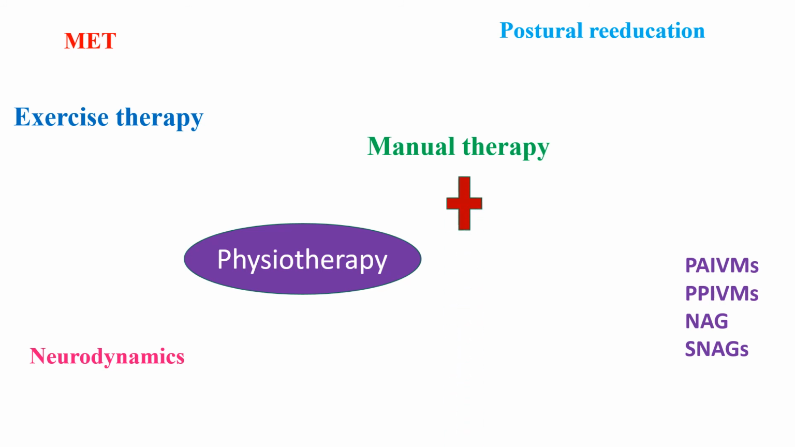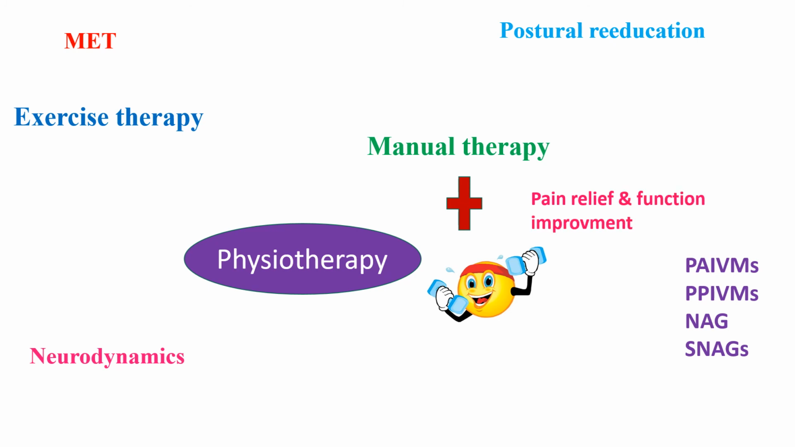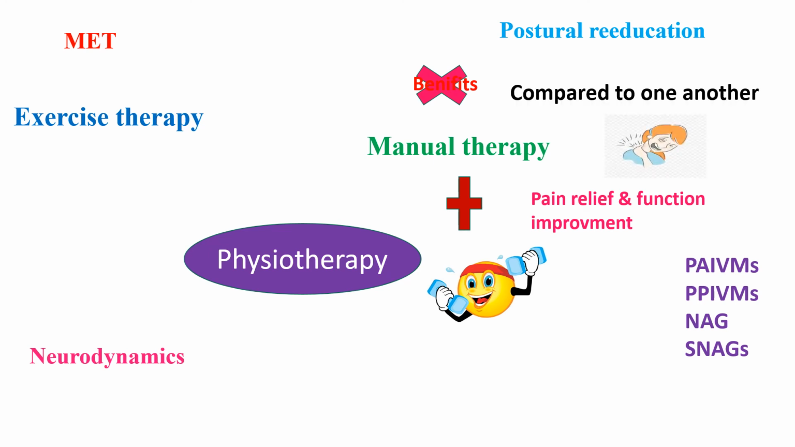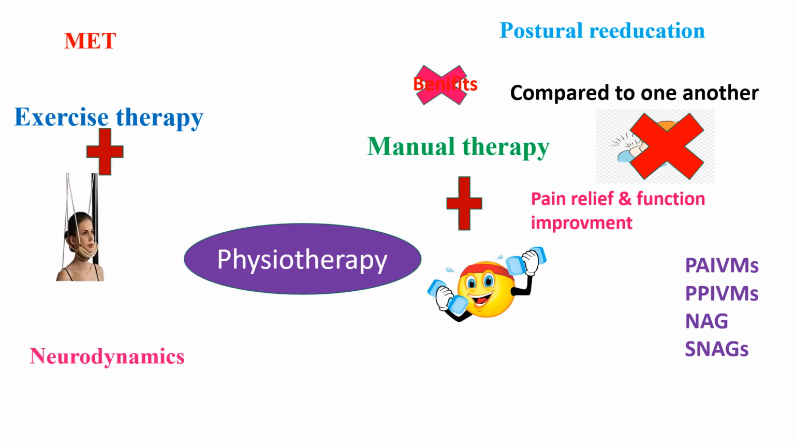When manual therapy is combined with exercises, it is more beneficial to reduce pain and improve the function of the patients. Manual therapy techniques have no significant additional benefits compared with one another, and manipulations provide short-term pain relief. When mechanical traction and exercise are combined, they result in lower disability and pain at long-term follow-up.